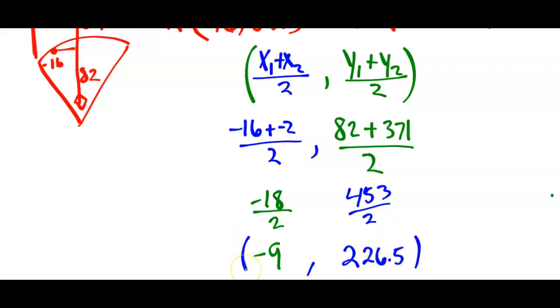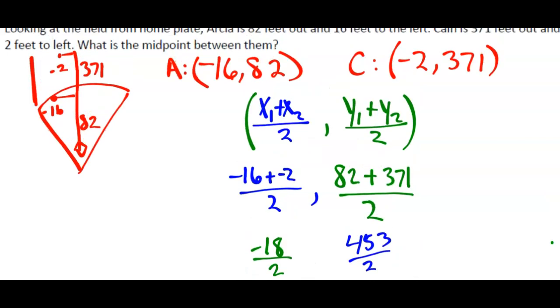Those, my friend, is where they would be. So they would be 226 and over 9. So 226 over, negative 9, and then this would be 226. Okay? So that's what we would find. 226.5 to be exact. Okay.